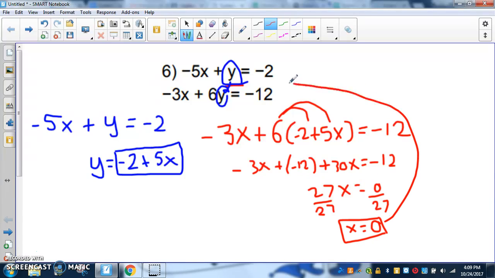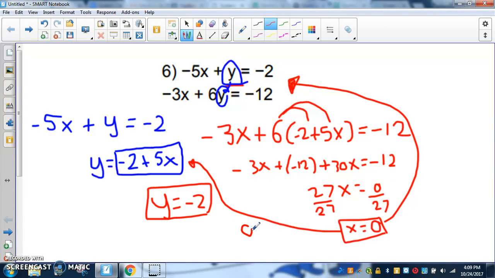Notice my original equations aren't much help because y is not by itself. So if I just plug in 0, for example, for x here, I might have to do a little bit of extra work. Whereas if I look right here, this equation that I came up with might be a little easier. You just need to plug in 0 for x. 5 times 0 is 0 plus negative 2. It looks like y is equal to negative 2. X is equal to 0. Feel free to write that as an ordered pair, and you guys got it.